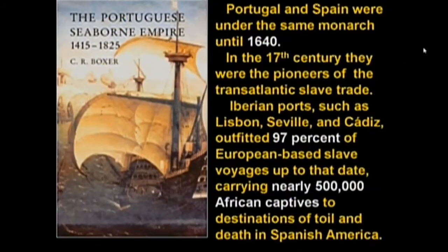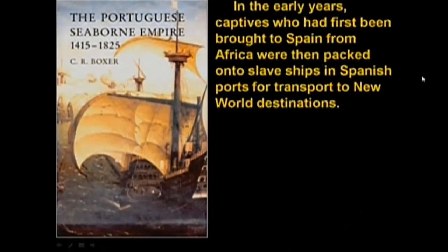Iberian ports such as Lisbon, Seville, and Cadiz outfitted 97% of the European-based slave voyages up to that date, carrying nearly 500,000 African captives to the destinations of toil and death in Spanish America. In the early years, captives who had first been brought to Spain from Africa were then put on a ship and sent to the Americas.